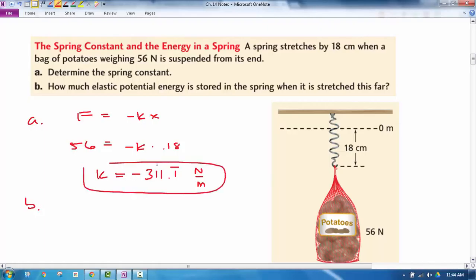So the next question then is, how much elastic potential energy is stored in the spring when it's stretched this far? So that's 1/2 kx squared. So that's 1/2. We're going to need to do negative 311.1 repeating times x, which is 0.18 squared. And this gives us 5.04. And that's energy, so we're going to say joules. And we can have a negative sign there as well, but we don't really need that because we're talking about the magnitude of the energy here.